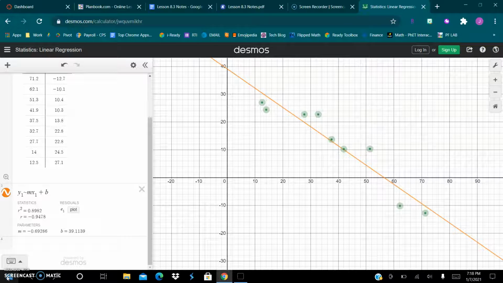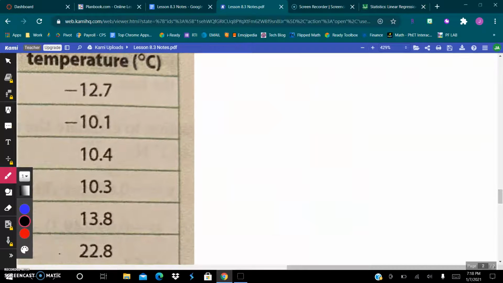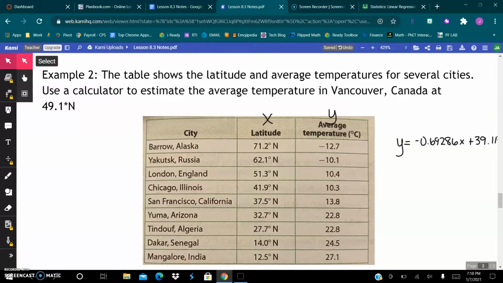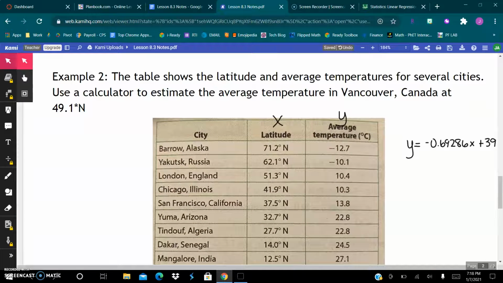I'm just jotting them down on a piece of paper so that I can go back and write them in our notes. All right, so if I go back over here, I'm going to write the equation y equals, the m value was negative 0.69286, and that's times x, plus b, and b is 39.1139. So they asked us to use that line to estimate what the average temperature in Vancouver, Canada would be at 49.1 degrees north.